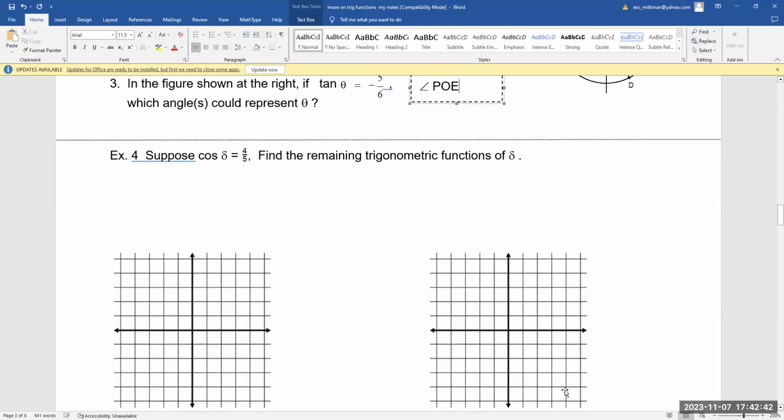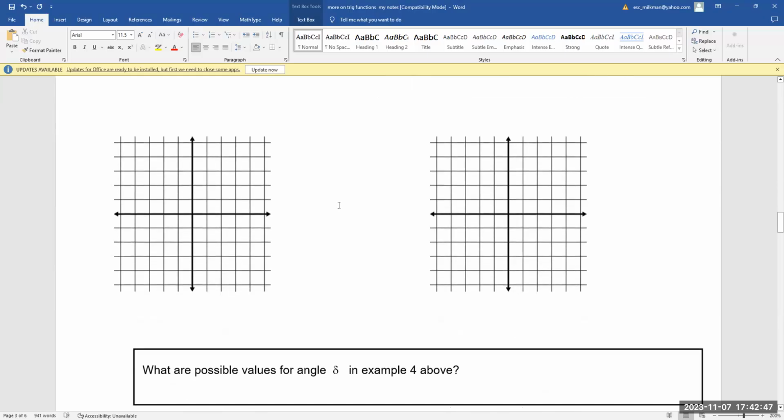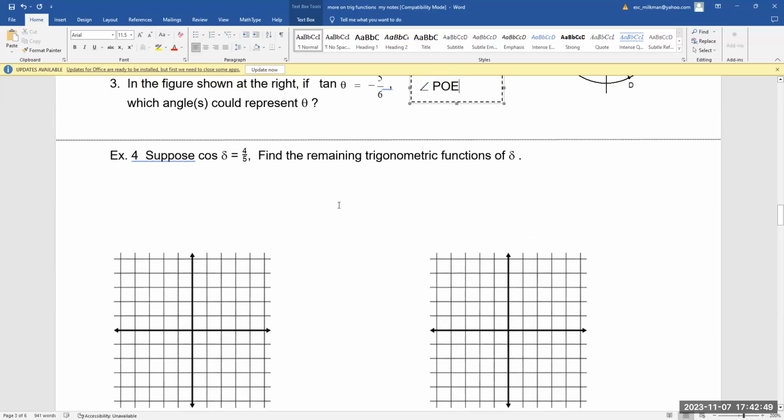I'm going to go ahead and do this all at once on a whiteboard. So let me go ahead to the whiteboard. Cosine of delta is 4/5.